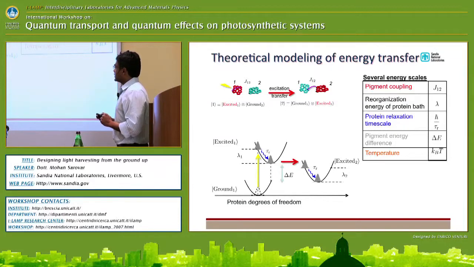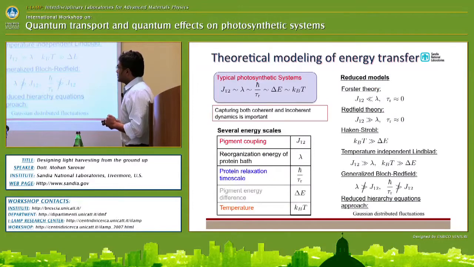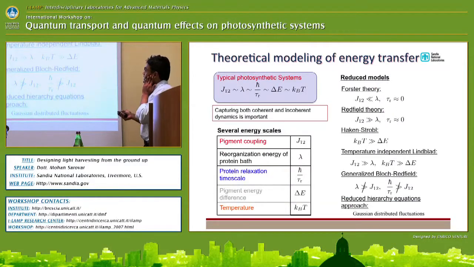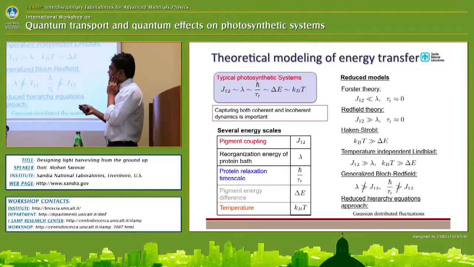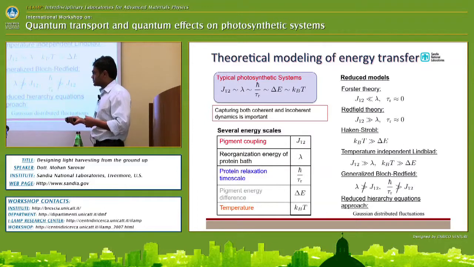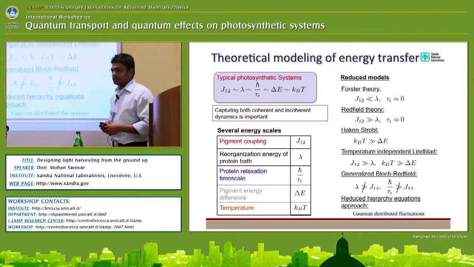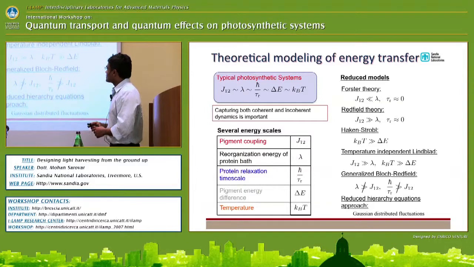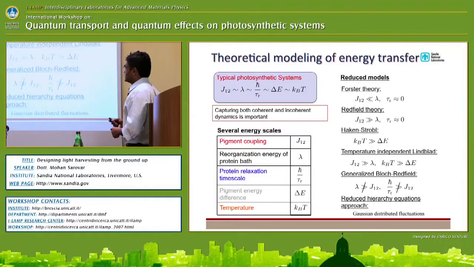And typically, theories that try to model this kind of energy transfer use some approximation in these time scales, because there are a bunch of energy scales, and typically you have to make some approximation that one of these is small or one of these is large compared to the other. So I've just put down a variety of theories that people use and approximations that go into each one.